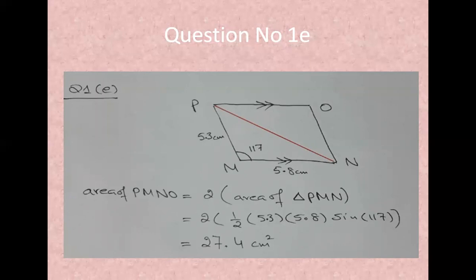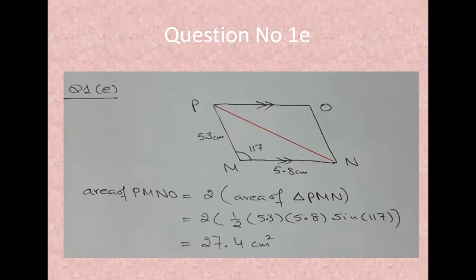You see, I have drawn that red line there. So that red line will divide this parallelogram into two equal triangles. And if I find the area of this triangle, whose name is PMN, and then you double it, that will be the area of the parallelogram.